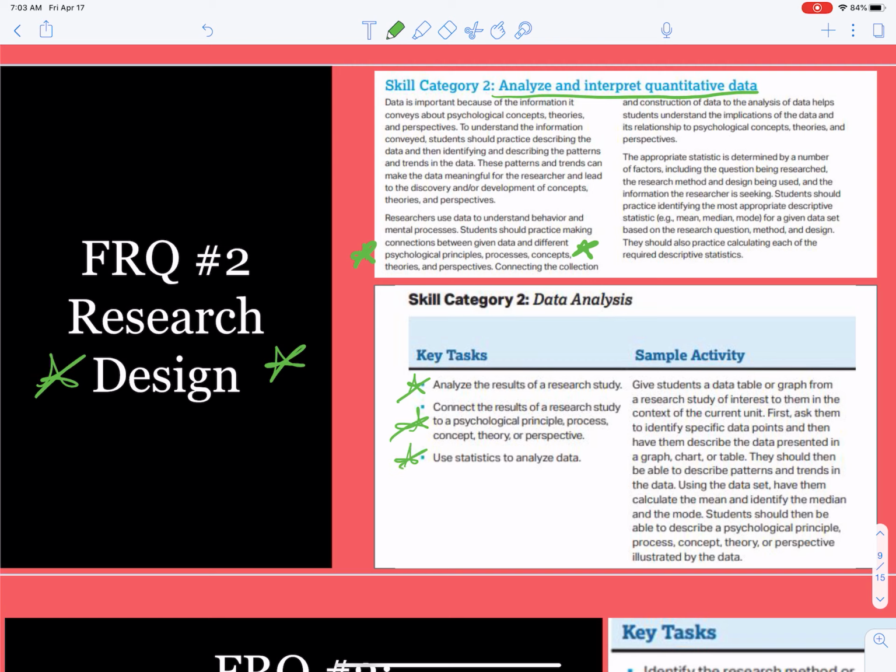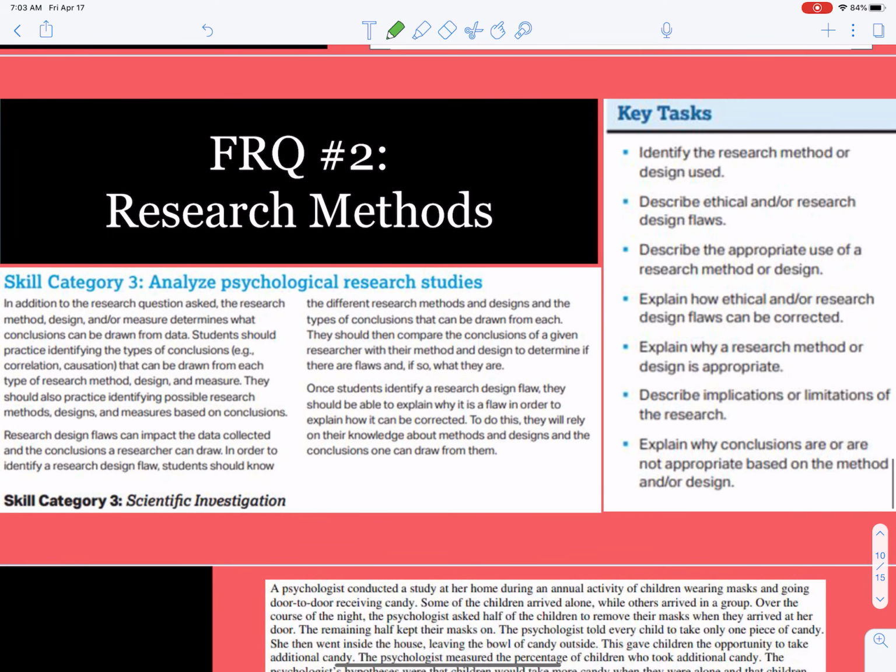And when we say use statistics, we're not going to be asking you to calculate statistical significance or correlation coefficients, but there may be a need for you to be able to calculate mean, median, and mode. It says right here, use a data set, have them calculate the mean and identify the median and the mode. Okay, so I'm pretty sure that you guys are capable of doing that. We will review that when the time comes.